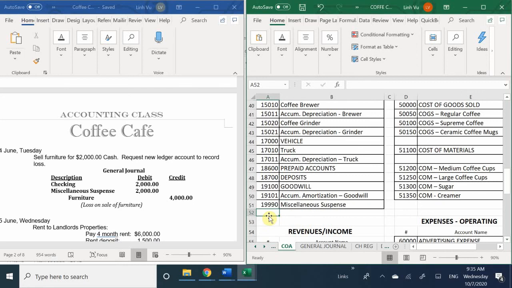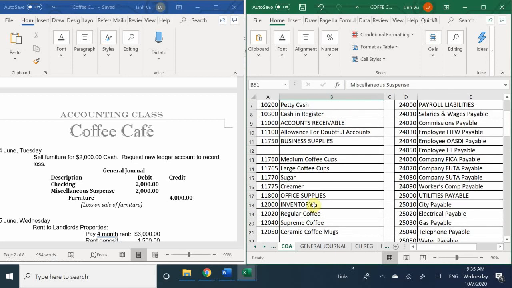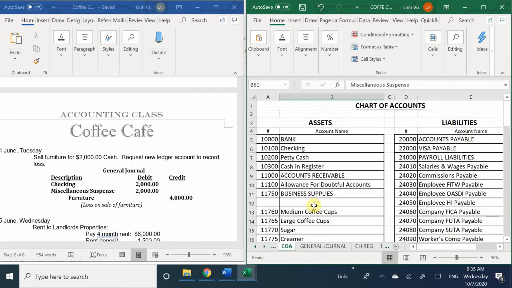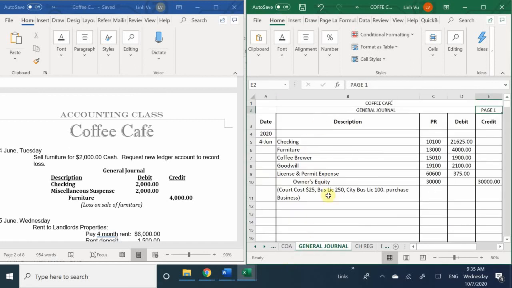1990, 19, 1994. Good, good. All right. My checking account, I already said, was 10,100. What was my furniture account again? Do you guys remember what it was? Furniture account is 13,000. Yes. You could also look from your previous transaction that my furniture account was 13,000.